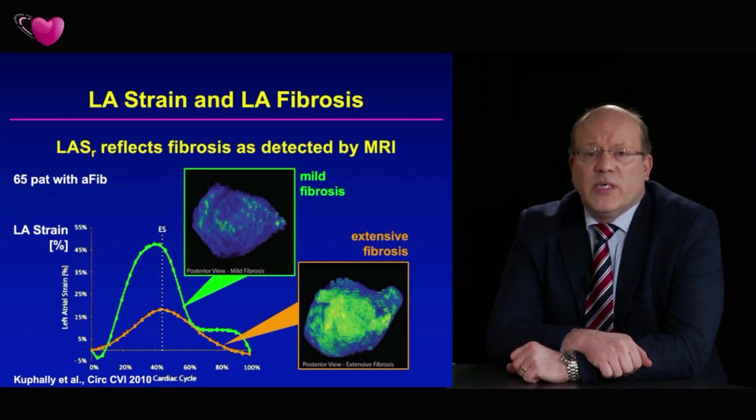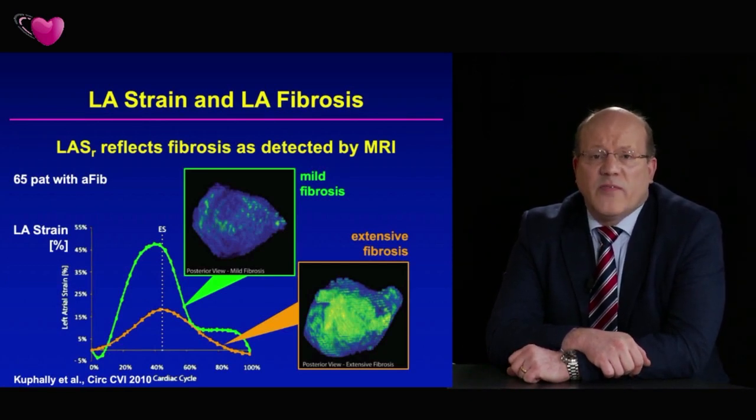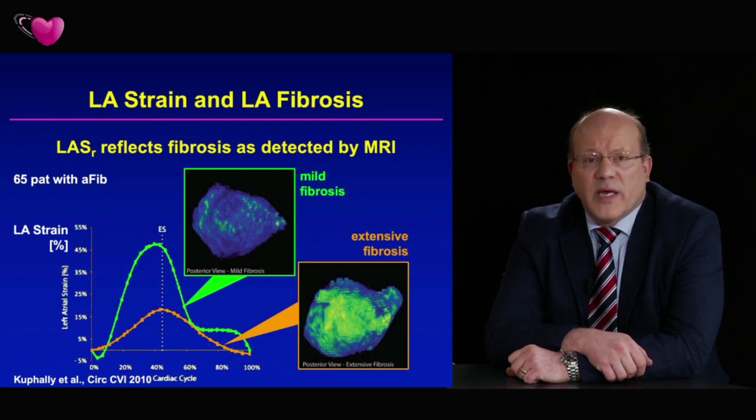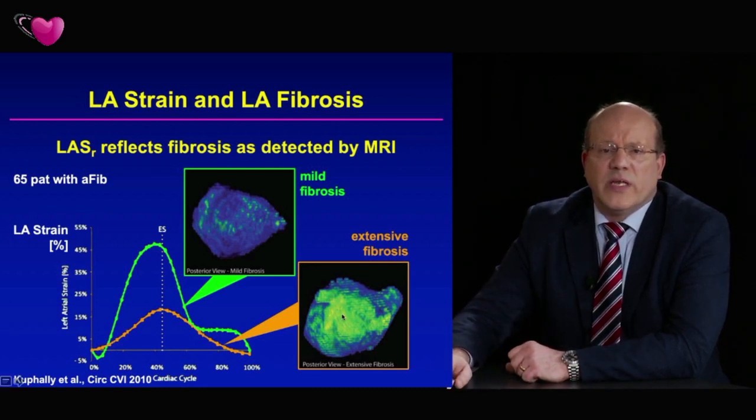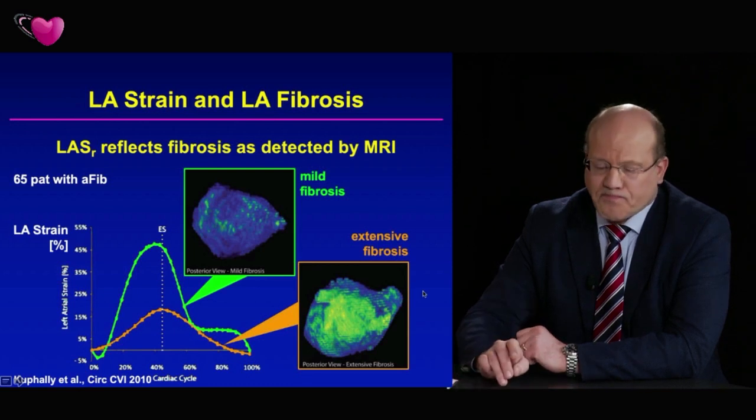Other studies have looked into the relation between left atrial fibrosis of the atrial myocardium and the strain, and they found a relation between the two. You see here a study in 65 patients with permanent and intermittent atrial fibrillation, and you see clearly in this example that the atrium with a lot of fibrosis, which is shown in green here, has the lower strain, and the atrium which has just a little bit of fibrosis has the higher strain values.